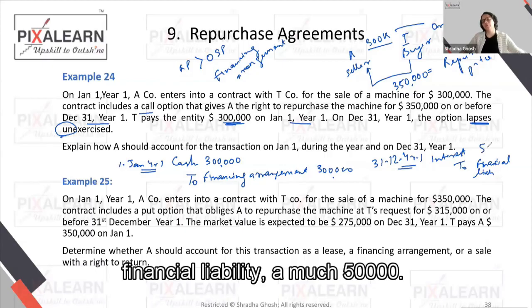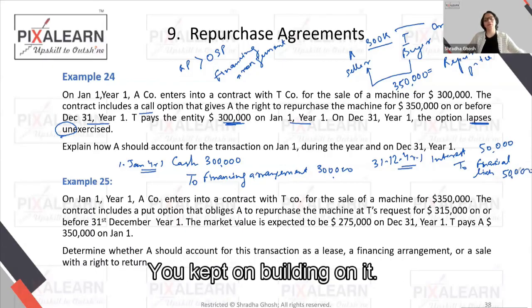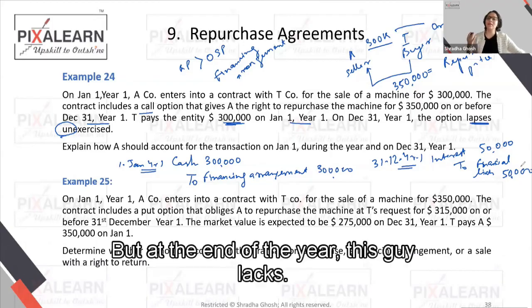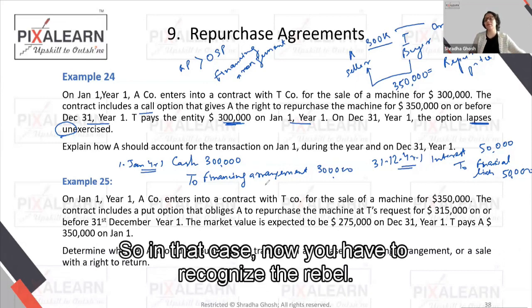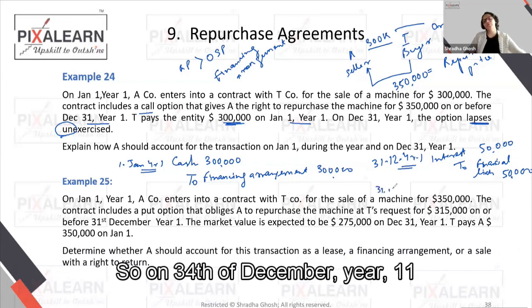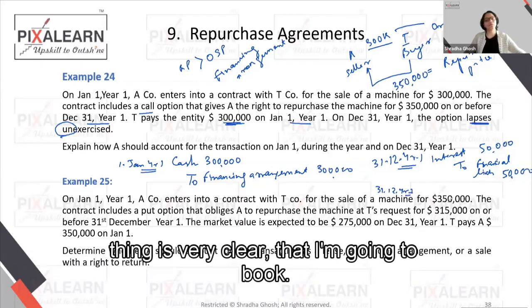How much? $50,000. You thought you were going to exercise it, so you kept on building on it. But at the end of the year, the option lapsed, so you did not want to go and repurchase. In that case, now you have to recognize the revenue. So on the 31st of December, year 1, one thing is very clear that I'm going to book.